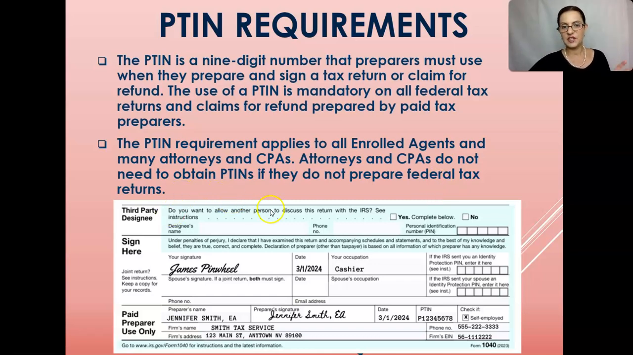And then attorneys and CPAs that prepare tax returns for compensation. Not all attorneys and CPAs prepare tax returns. So if the attorney or the CPA does not prepare tax returns for compensation, then they don't need a PTIN if they don't prepare federal tax returns. But all enrolled agents have to have a PTIN. And this is where it goes. It goes right down here in the preparer section of the return, and that's where you would put it.